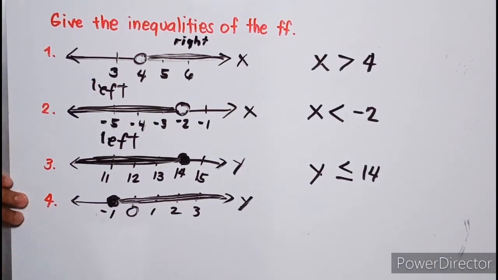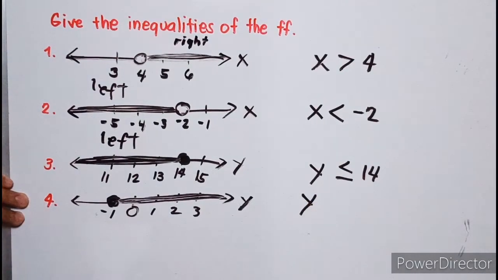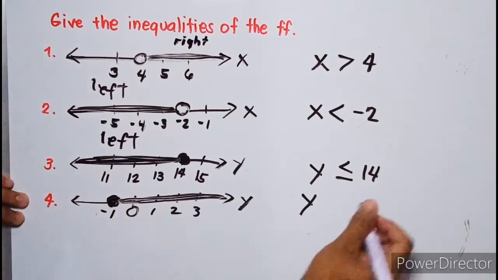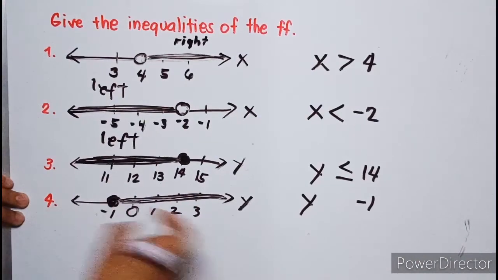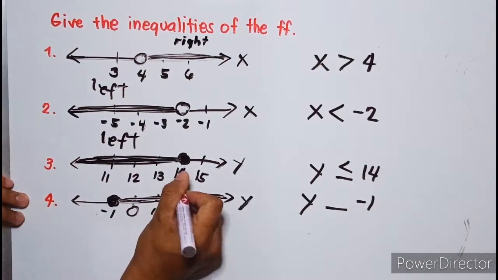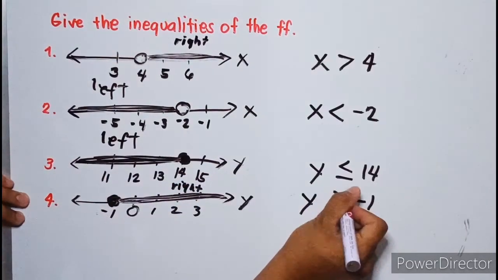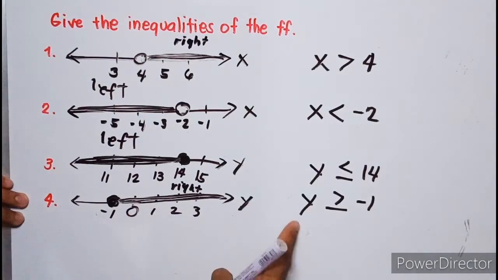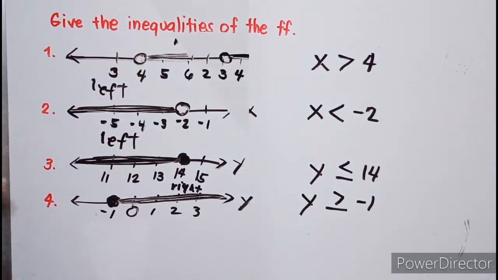Then, for number 4, our variable is y. The number where you can find the shaded circle is at negative 1. So, negative 1, and the circle is shaded, so it is included. So, equal. Then, it goes to the right. Going to the right, that is greater than. So, from here, we can say that y is greater than or equal to negative 1.